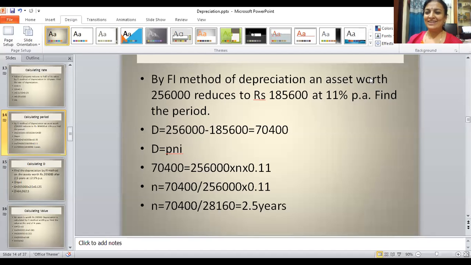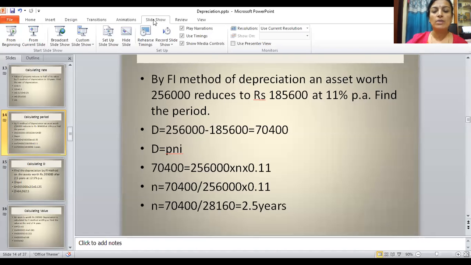Hello, my dear students. In my last video, I explained the meaning of depreciation and the types of depreciation, and we understood that there are two types, called the fixed installment method and the diminishing balance method. And we solved some problems of the fixed installment method. Today, I would like to solve some more problems on this particular method. So, come friends, let us solve the problems on the fixed installment method.